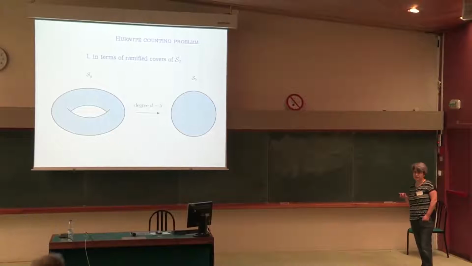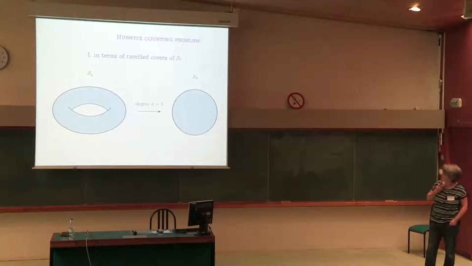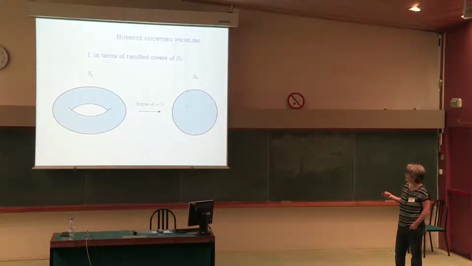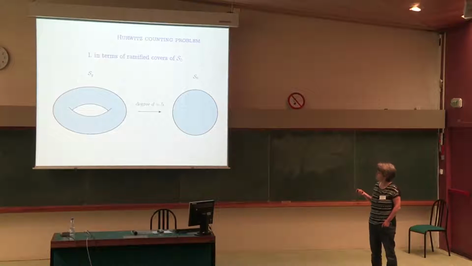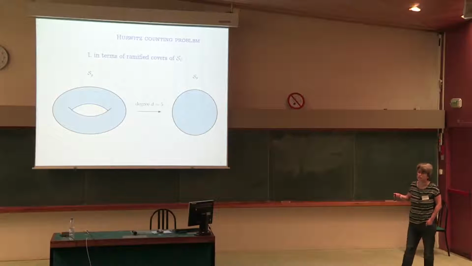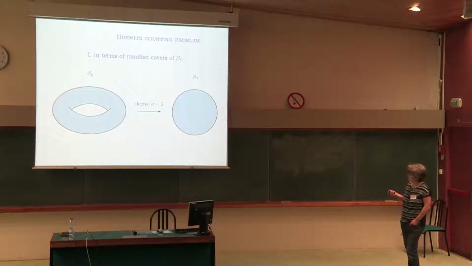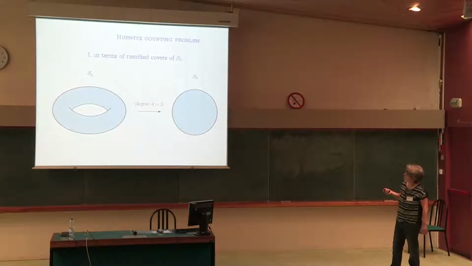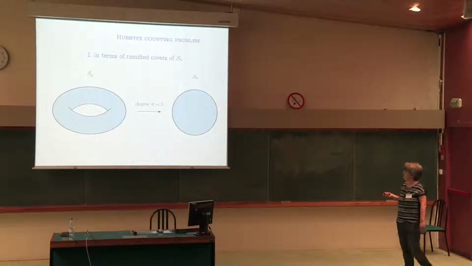essentially two classical presentations. The first one is in terms of ramified covers of the sphere. So I will try to explain what it means. On the right, you have the sphere S0. And you choose a surface of any genus, for instance, the torus. We'll try to look at covers of the sphere with multiple sheets, which means the degree is strictly greater than one. So, for instance, degree 5.